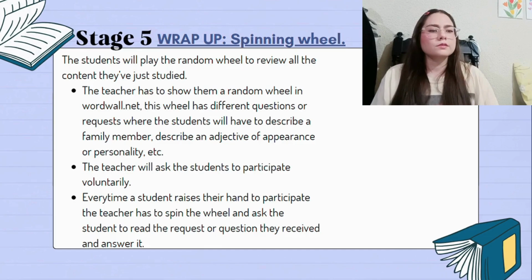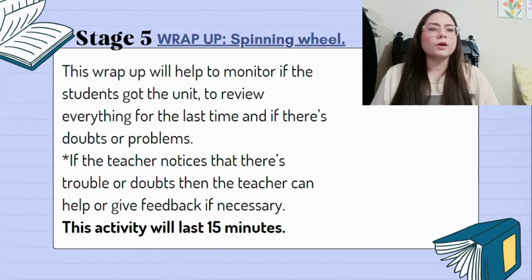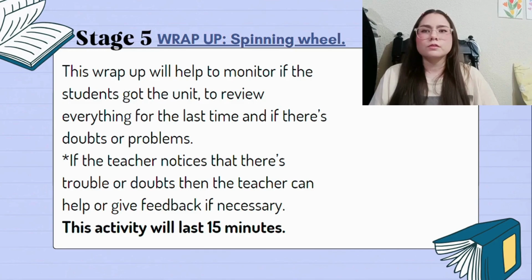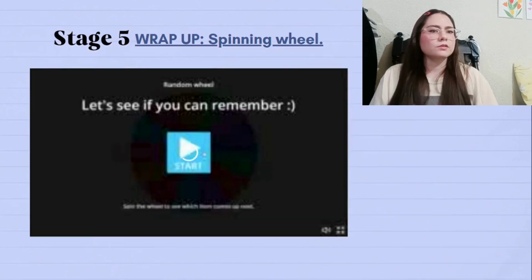The teacher will ask the students to participate voluntarily. Every time a student raises their hand to participate, the teacher has to spin the wheel and ask the student to read the request or question they received and answer it. This wrap-up will help to monitor if the students got the unit, to review everything for the last time and see if there are doubts or problems. And if the teacher notices that there is trouble or doubts, then the teacher can help or give feedback if necessary. This activity will last 15 minutes.